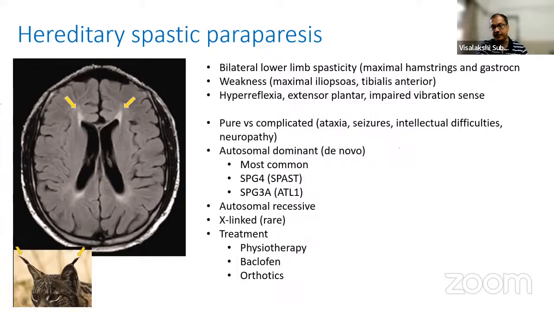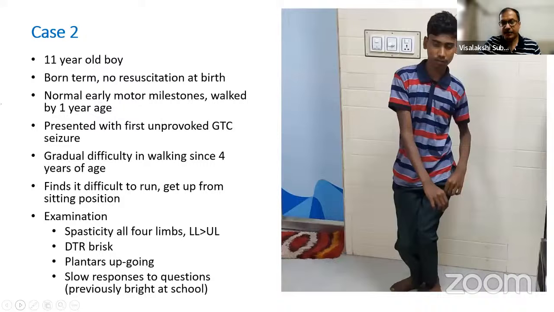Treatment is usually with good physiotherapy, baclofen, and orthotics. If they have fixed contractures and other things, the key thing for you to be aware of is that this is a slowly progressive disorder. So even if you do surgery, it would need to be backed up by a significant amount of physiotherapy, because sometimes it can make things worse. So that's case one. Let's go to case two.